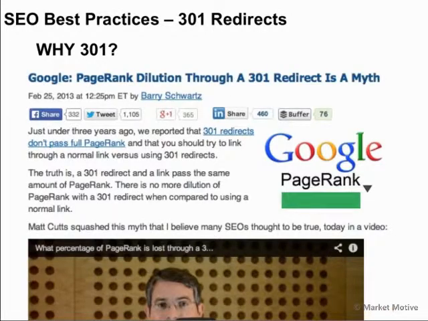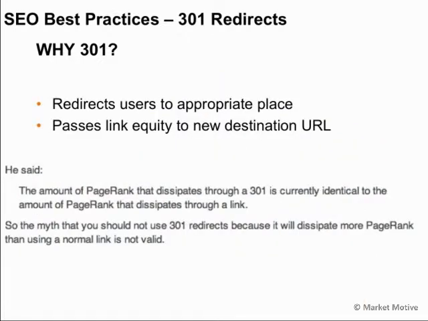There was a good discussion of this. Barry Schwartz did a write-up, and it addressed a video of Matt Cutts talking about that 301 redirect link equity passing to the new URL. And he kind of squashed a myth that said it might not pass all of that link equity. The 301 is the best way to pass link equity.